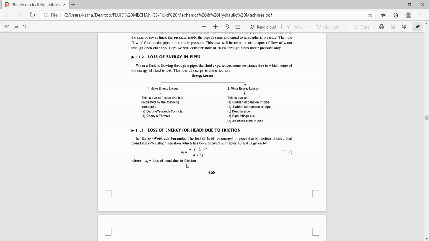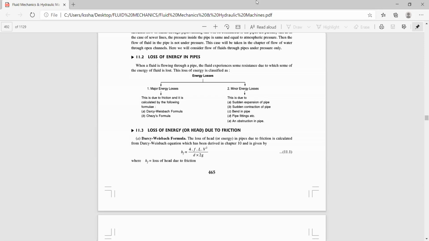So why is it so? Due to friction only. Friction is a kind of opposing or resistance force offered to a body. So due to friction also there may be some loss. That loss is given by the scientist Darcy-Weisbach. Based on his name, the Darcy-Weisbach formula is given, that is hf equal to 4FLV square divided by D into 2g.